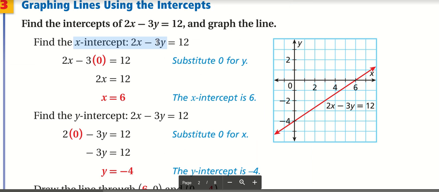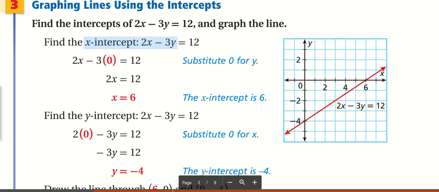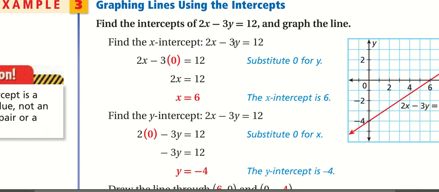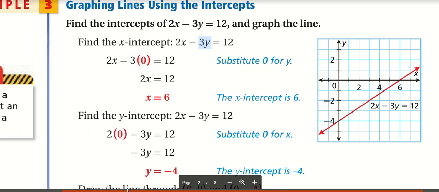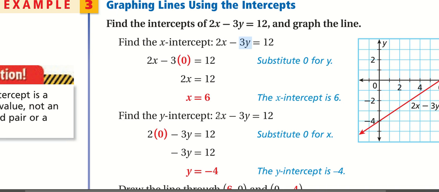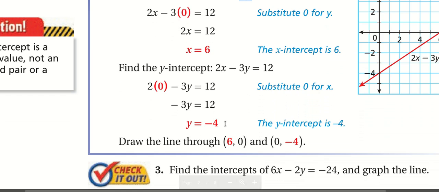Now, if you're going to find the x-intercept, you have to set y equal to 0. So you substitute the y value with the number 0. And so this becomes 2x minus 3 times 0 equals 12. 2x equals 12, and that means the x-intercept is 6. Now to find the y-intercept, you set x equal to 0. So you substitute x with 0. 2 times 0 minus 3 times y equals 12. So negative 3y is 12. So y equals negative 4.